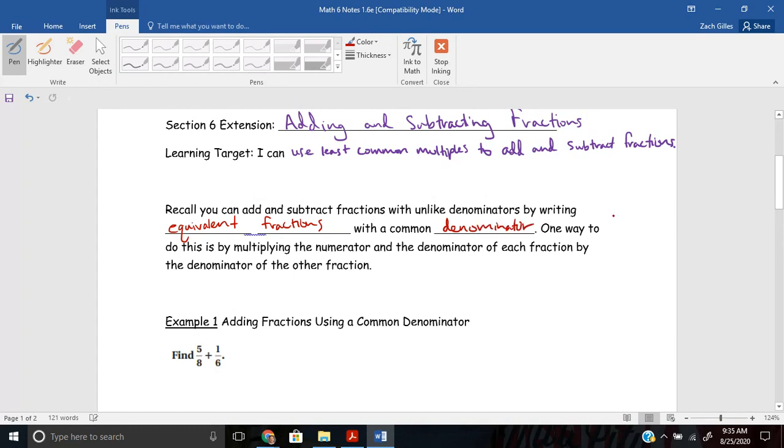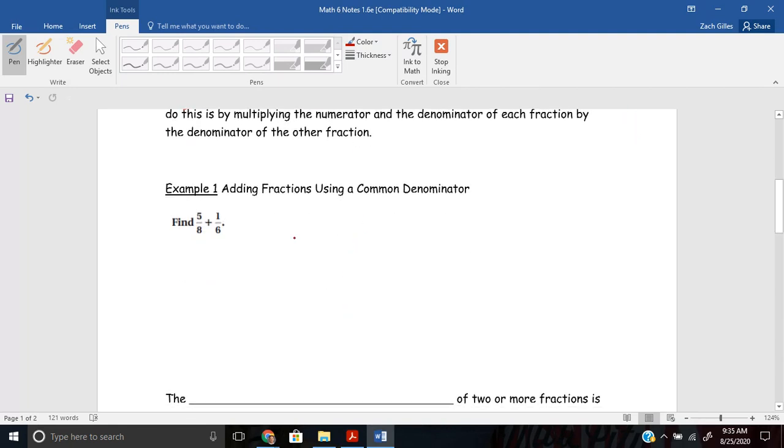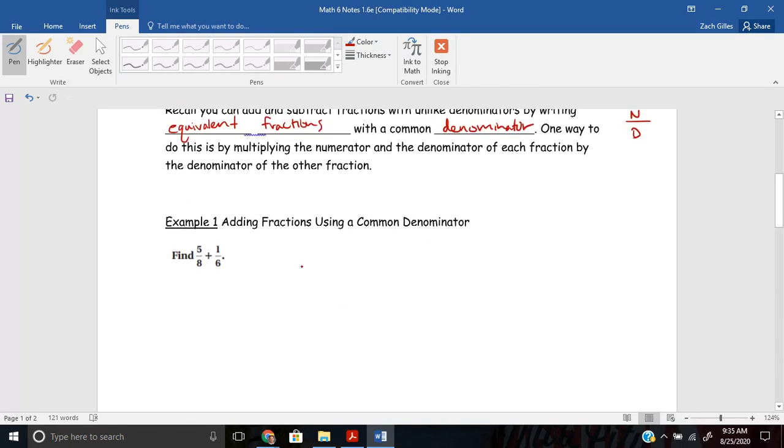Remember, a denominator is the number on the bottom of your fraction. So denominators are at the bottom, numerators are at the top. Okay? One way to do this is by multiplying the numerator and the denominator of each fraction by the denominator of the other fraction. Might sound like a mouthful, but I will show you how to do that. So here you'll see it says find 5/8 plus 1/6.